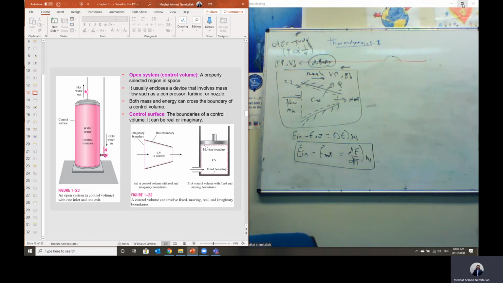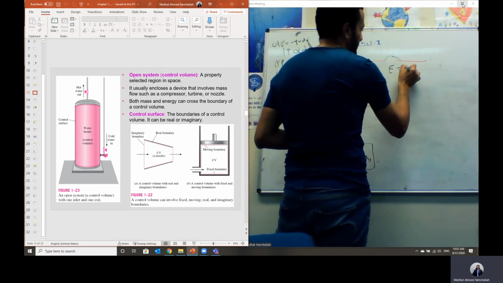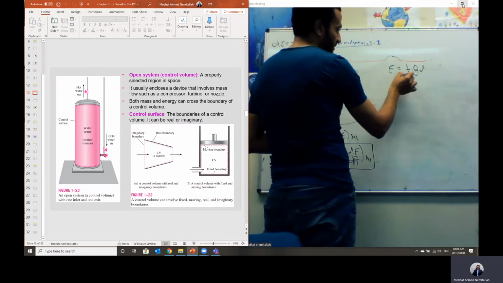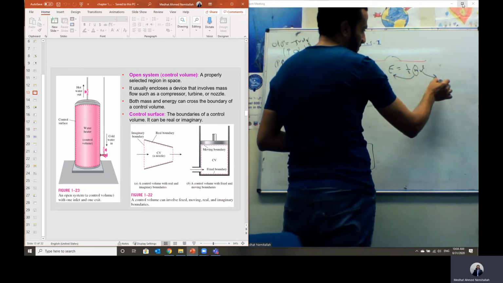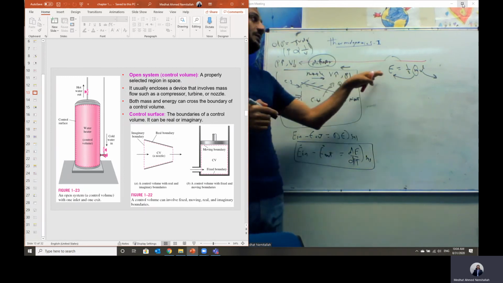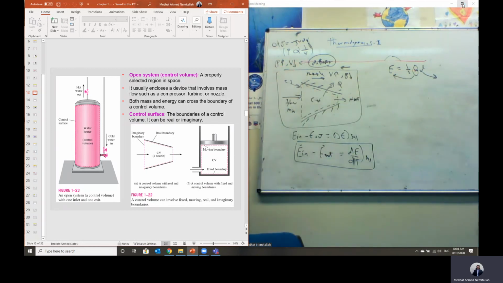Mass cannot be created or destroyed, unless, based on the Einstein equation, that energy is equal to half mv squared. Mass can be converted to energy, but only when the velocity is higher than the speed of light. So this is the only case: if a system is moving with the speed of light or higher, then part of the mass can be reduced and converted to energy. But in a normal situation, mass cannot be created or destroyed.